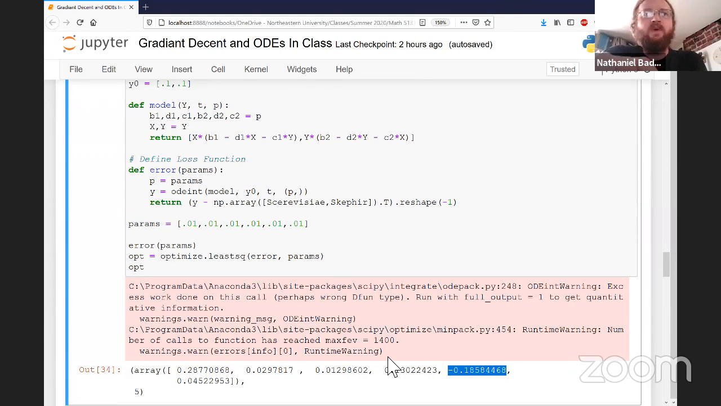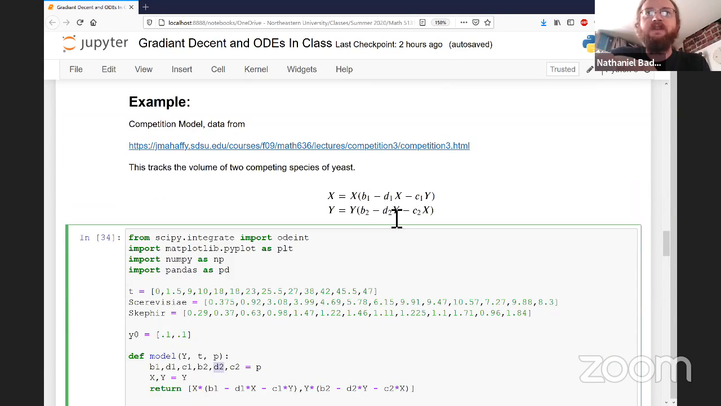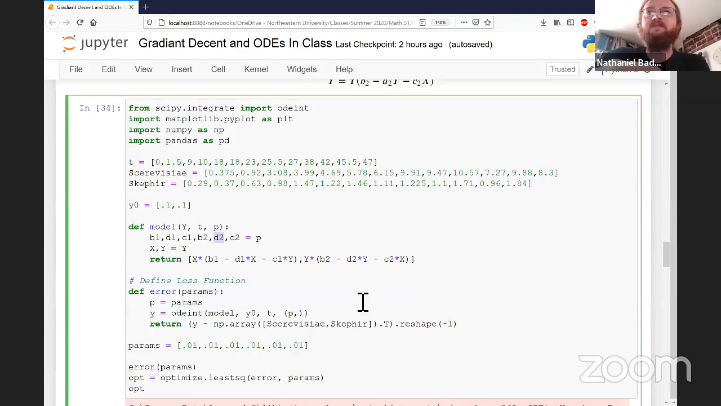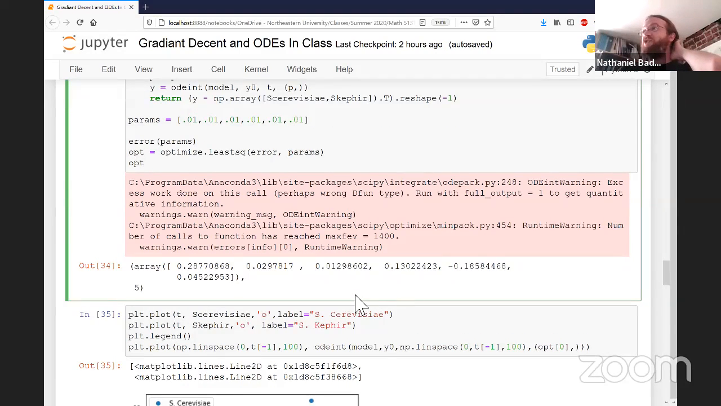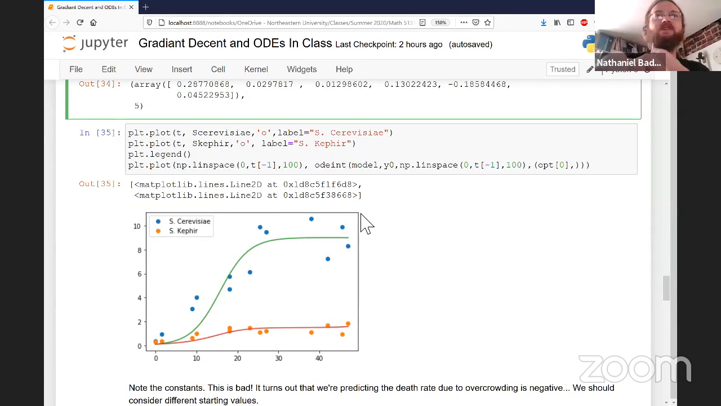But if we go and check what is the fifth value in this array, it's D2. That is the death threshold for the second population. So what that means is that we are actually expecting the second population to grow exponentially forever. So that's a huge problem. That actually means that this fitting, despite how nice it looks down here, right? This is great. This looks glorious. There's no way that this can be the correct model with these parameters.